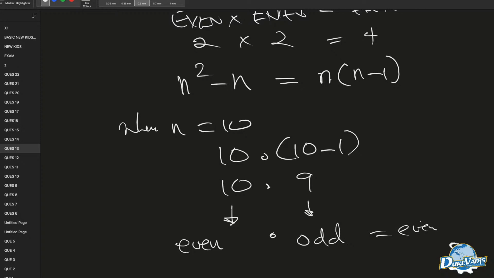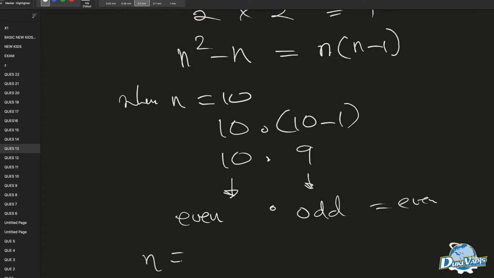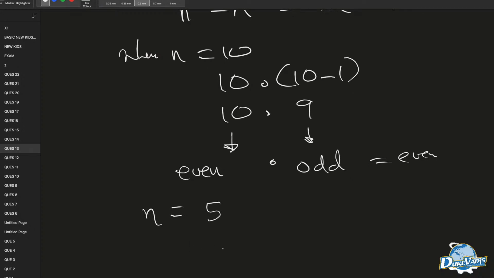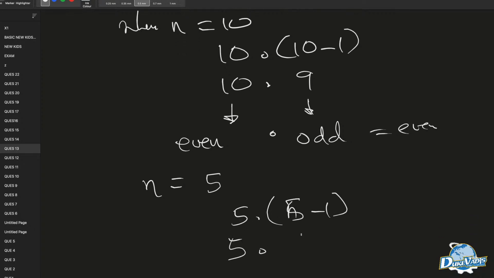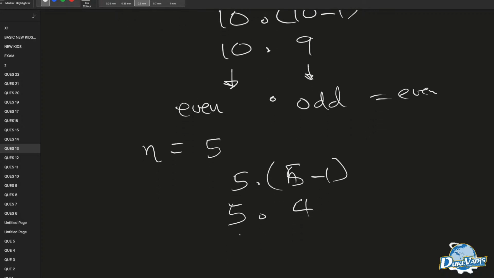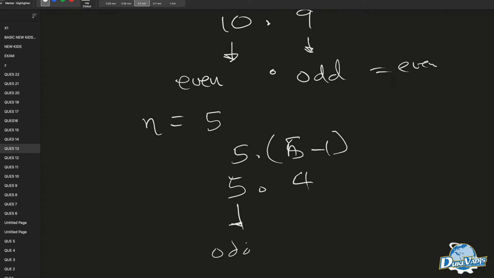Look at it. And when I take n equals 5, I get 5 times (5 minus 1), and this is 5 multiplied by 4. As you can see, this will be odd multiplied by even. And what do we get?